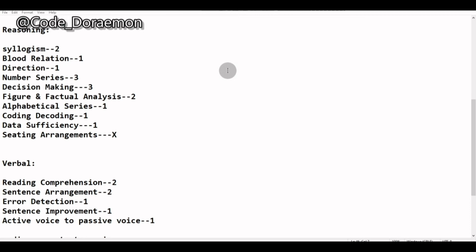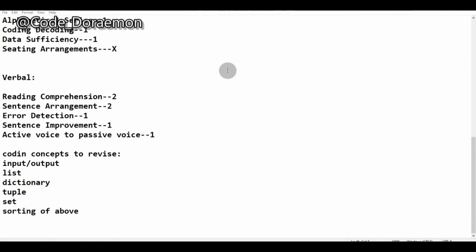So that's about the reasoning part. This is the strategy you can use to prepare for the reasoning part. And for syllogism, I'm also giving the second rating. And next, moving on to verbal, which also has an equal contribution as the other two.